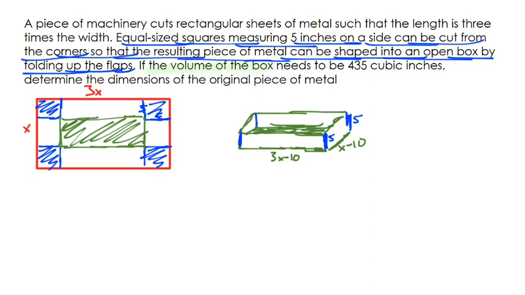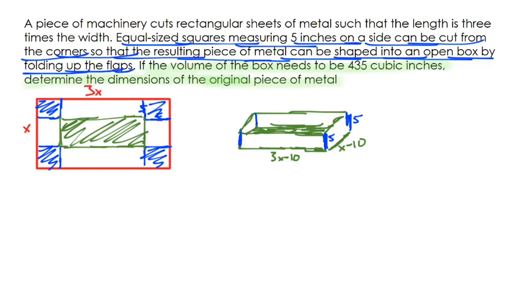It says, if the volume of the box needs to be 435 cubic inches, determine the dimensions of the original piece of metal. So what we're going to do is set up an equation and solve using this, and once we solve for x, we'll be able to figure out what the original dimensions were.